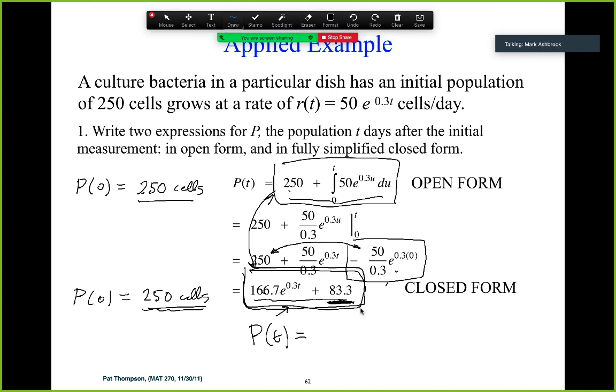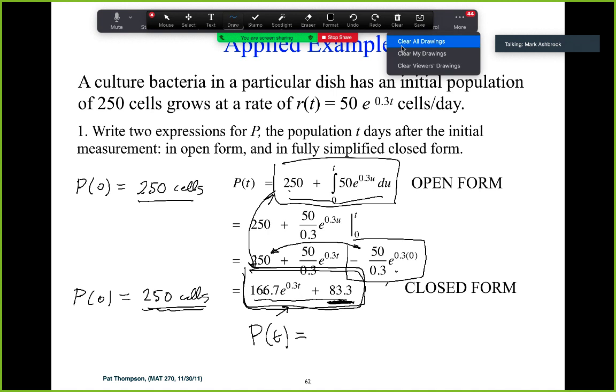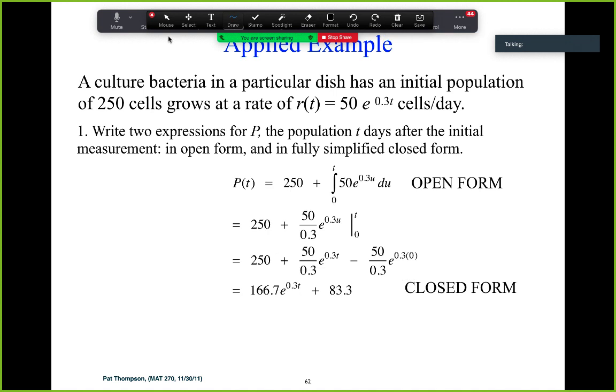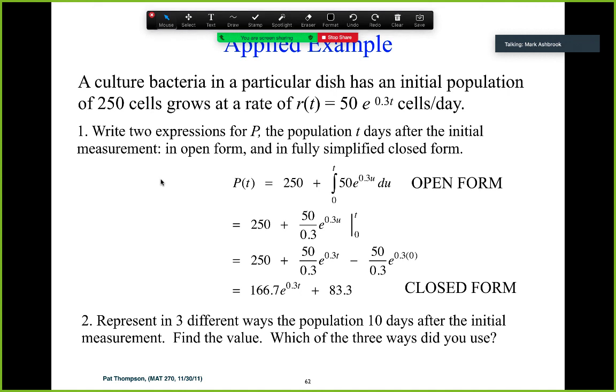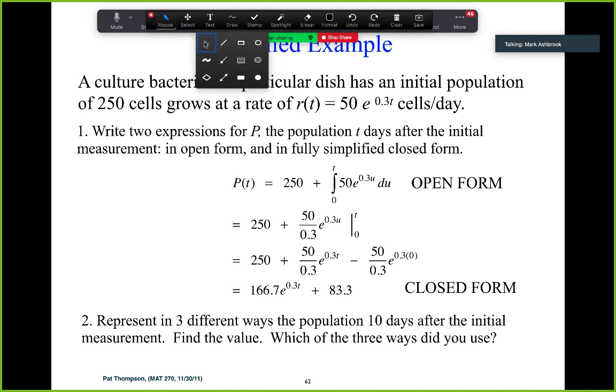Okay, so we'll see how we do on the quiz. All right, and let's just take this a step further here. So we represent in 3 different ways the population 10 days after the initial measurement. Okay, so what's one way I could represent what the population is 10 days after the initial measurement? What's one way? P of 10.